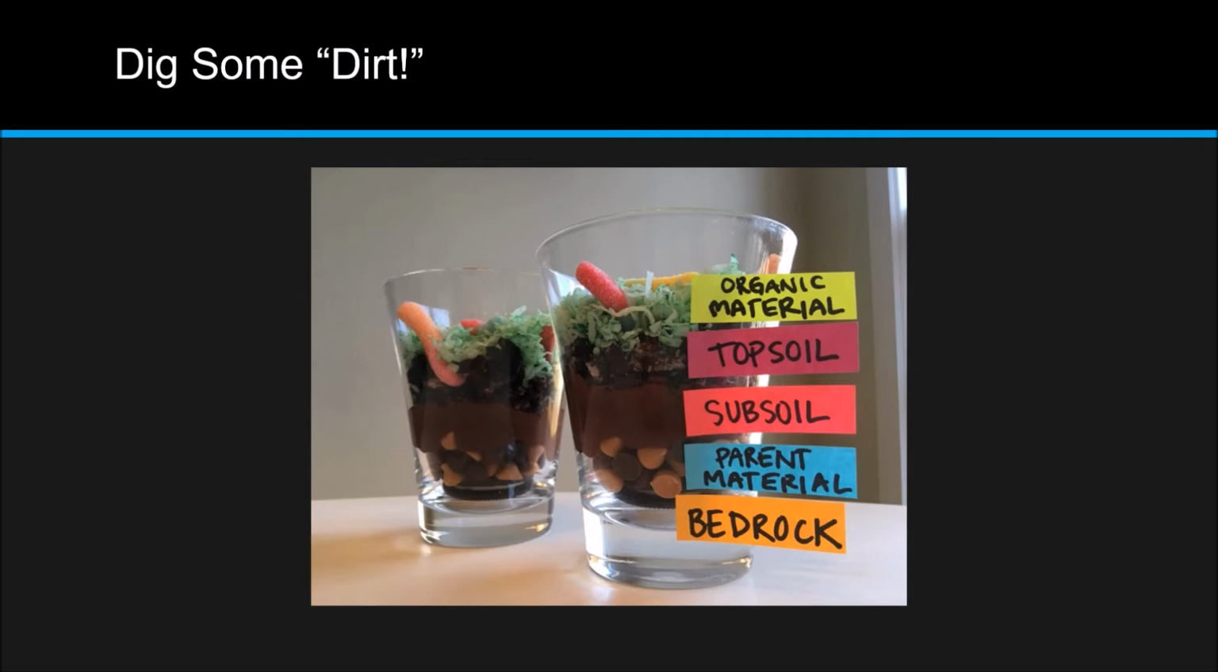But here in this glass, instead of having real dirt, we have the bedrock is the glass. Parent material are some, looks like peanut butter chips or caramel chips and some chocolate chips. The subsoil is pudding. The topsoil is some crumbled chocolate cookie. And the organic material grass is some colored coconut. If you wanted to make a healthier one, you could use some colored yogurt and maybe some crumbled granola, different things like that to make your layers of the dirt to go with your layers of the earth.